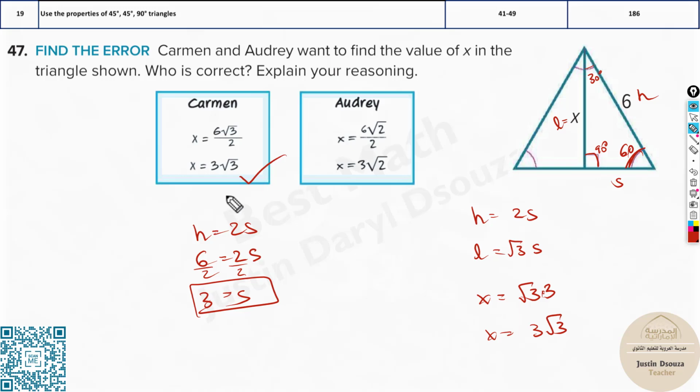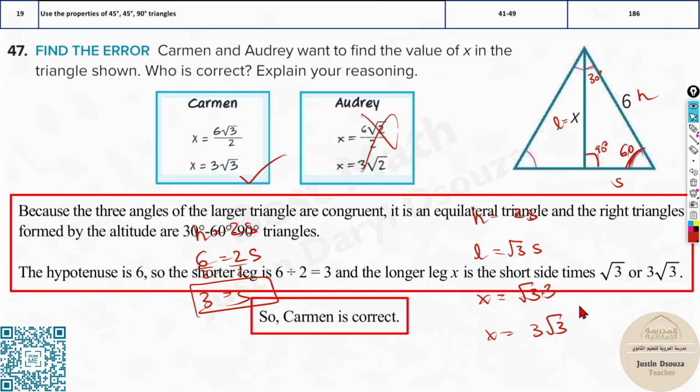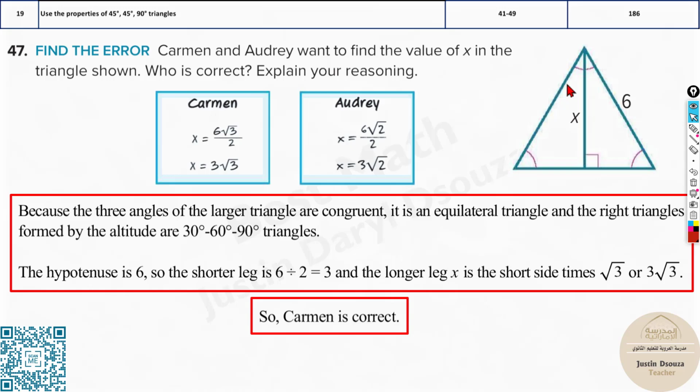Who has done it correctly? Carmen has done it correctly. This is wrong. So that's how we can tell. Carmen is right. When we just solved it, we got the answer. I think the mistake she has done is she has used square root 2, that is in the 45, 45, 90 degrees. This is the accurate formula.